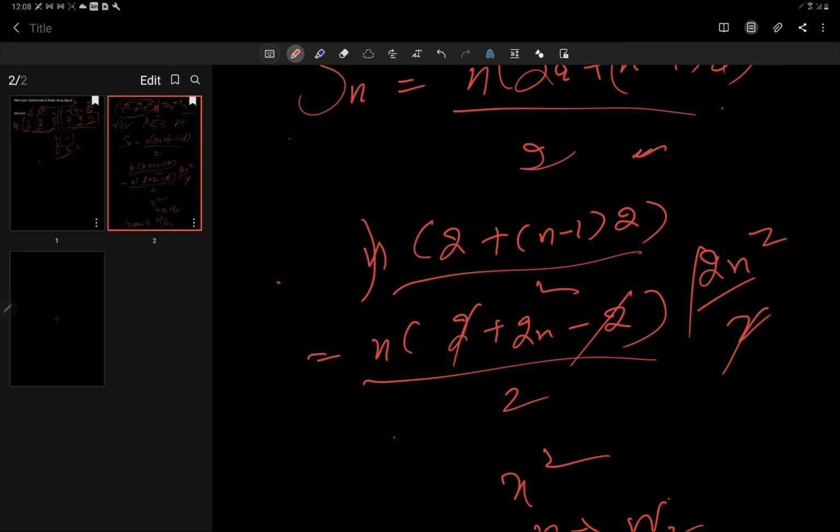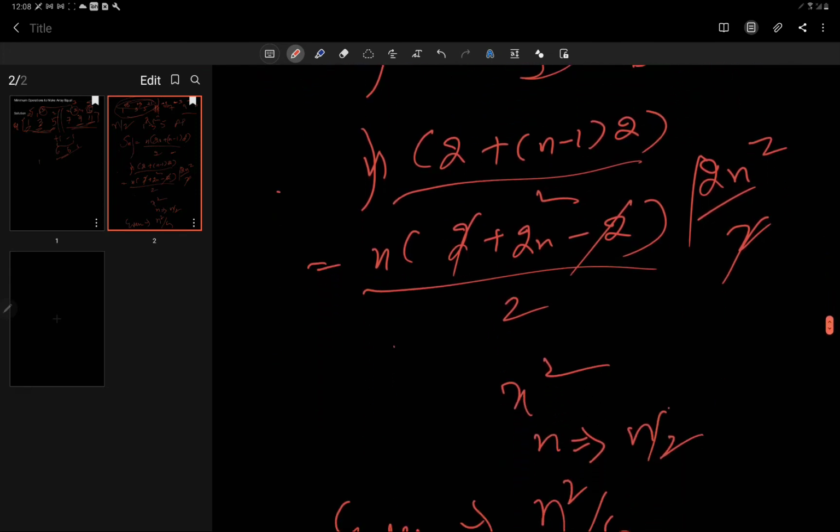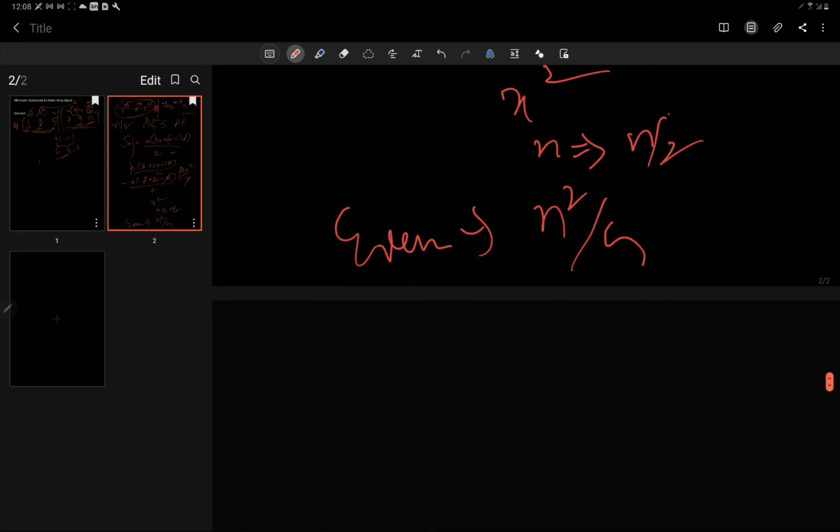and I hope this formula is also clear. It's nothing but the mathematical formula for the sum of the first n numbers of an AP series where the difference is 2 and the first term is 1. I hope the calculation is clear as well. So for even, the formula is n square by 4. Now let's see what we're going to do for odd.